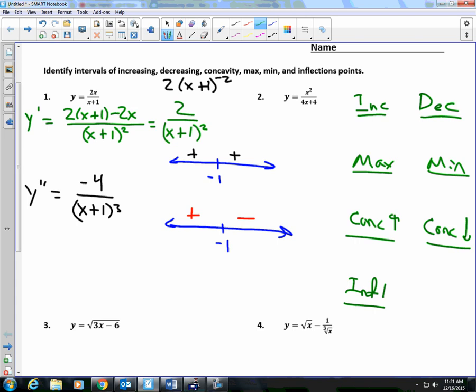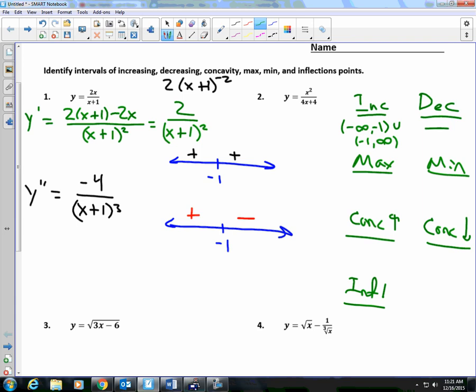Okay, so where's it increasing? Negative infinity to -1, union with -1 to infinity. It's always increasing except for the spot where it does not have a domain value, which is -1. When is it decreasing? Never.